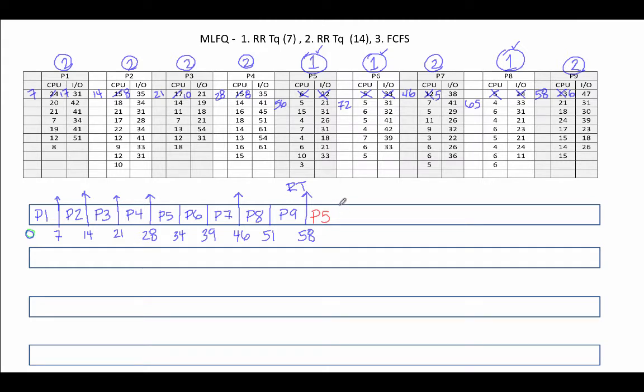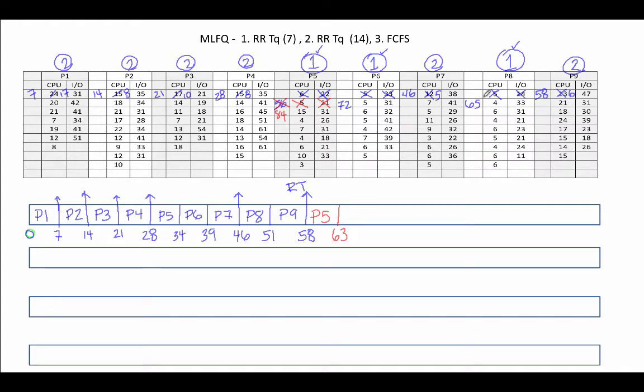So P5 has a CPU burst of 5 time units. So P5 will go until time 63, at which time it will go out to I/O for 21 time units, and it will come back at time 84. So now the current time is 63. P8 and P6 are not in the ready queue, so we're going to have to run the processes.